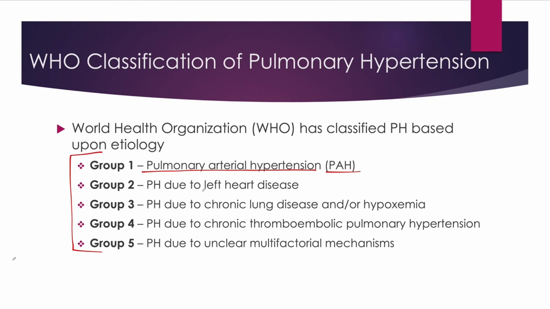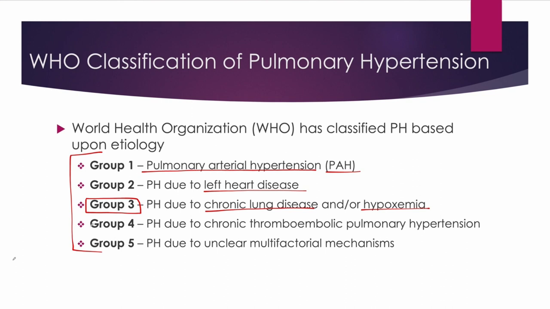Group two are going to be caused by left heart disease. Remember, the most common cause of right heart failure is left heart failure. This is the kind of heart disease we talked about in the cardio module. Now, group three are going to be the ones that we talk about the most. And these are the cases of pulmonary hypertension that are due to chronic lung disease or hypoxemia. These are going to be mainly COPD and restrictive lung diseases, interstitial lung diseases.